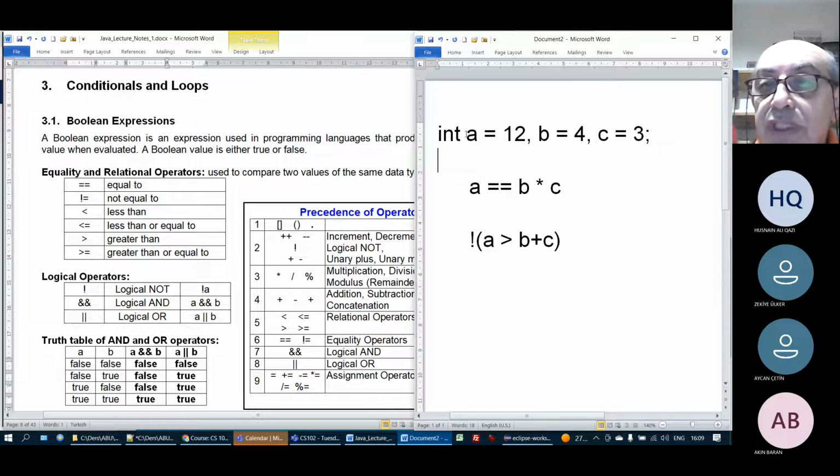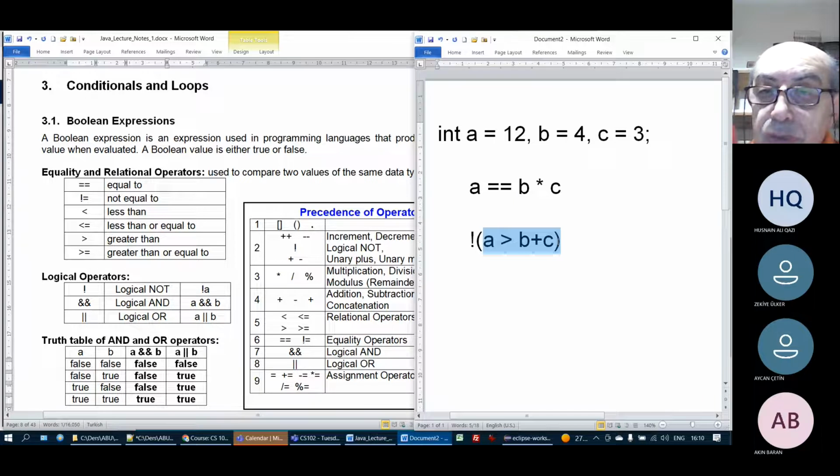Assume that I have these variables: A equals 12, B equals 4, C equals 3. If I compare A with B multiplied by C, what is B times C? 4 multiplied by 3. This is 12. This is 12. When I compare them for equality, the result will be true because A is 12 and B multiplied by C is 12. Therefore, A == B * C as a Boolean expression will be true.